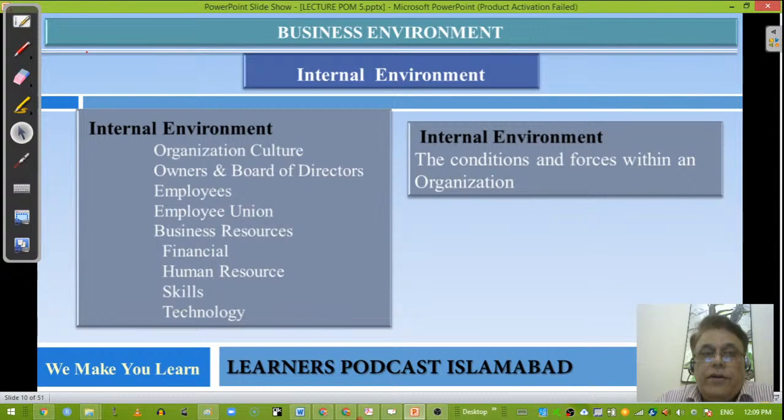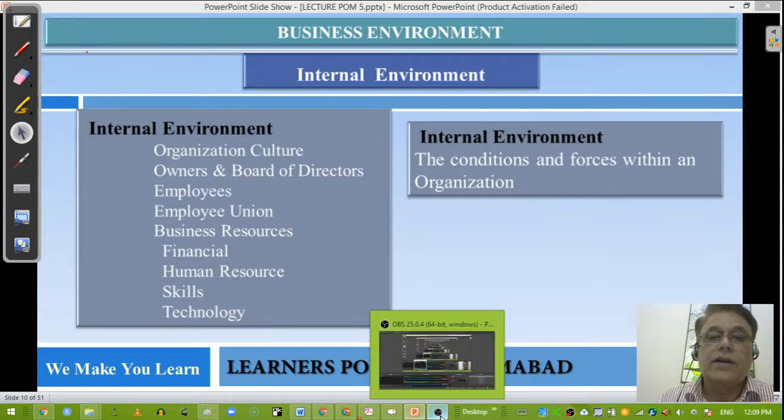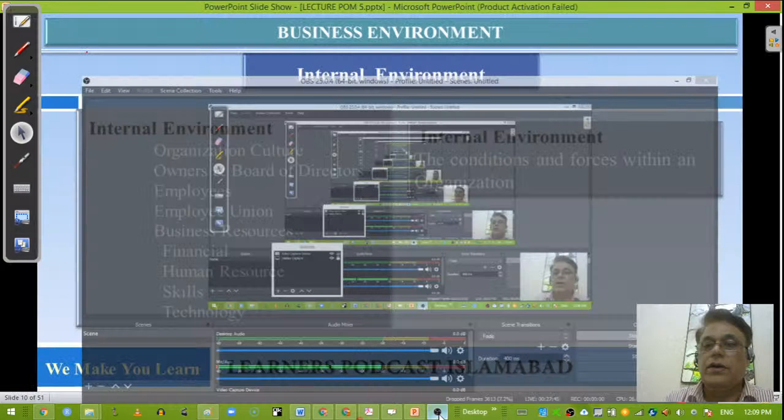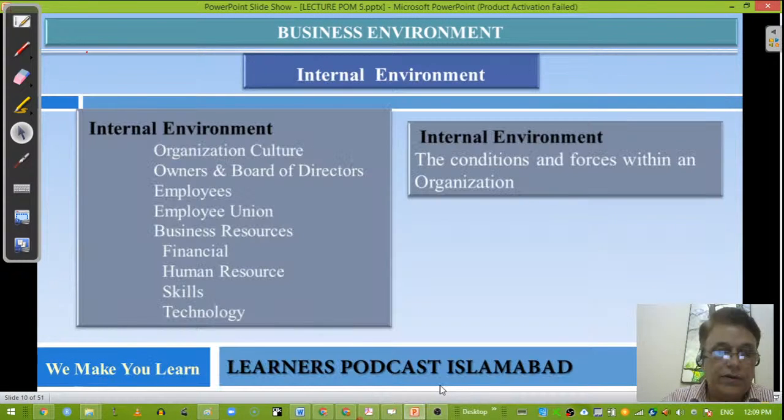Okay, what are the forces in the internal environment? All those conditions and forces which are affecting the organization from inside. Those forces are called the internal forces of the organization, the internal forces of the environment. So what are those?